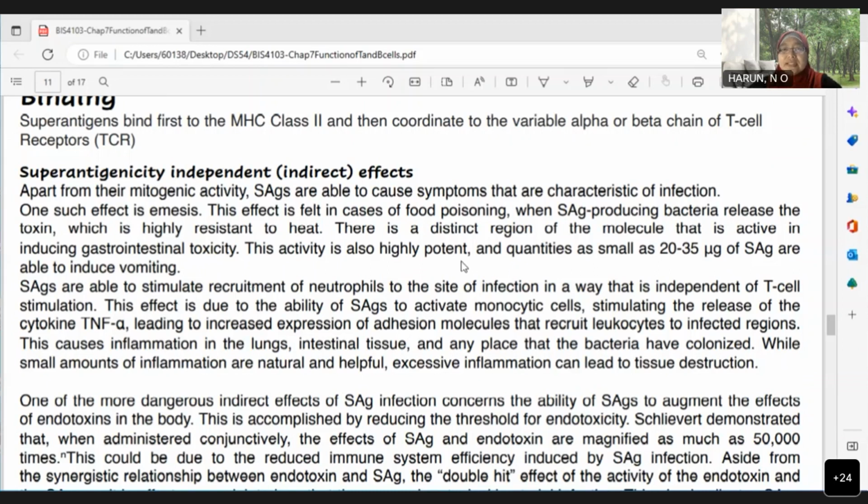This is a distinct region of the molecule that is active in inducing gastrointestinal toxicity, di mana this activity is also highly potent, with quantities as small as 20 to 35 microgram of SAG able to induce vomiting. So in a very small amount, the particular SAG akan be able to induce vomiting in humans ataupun whoever yang makan ataupun got some sort of infection daripada food poisoning.